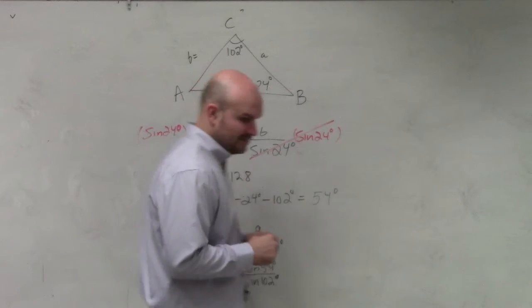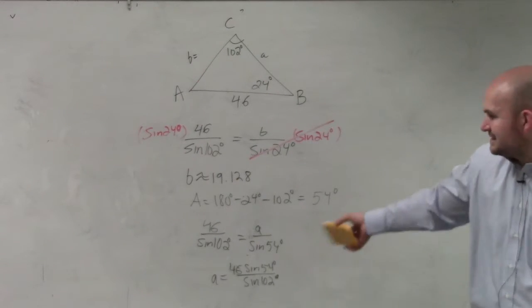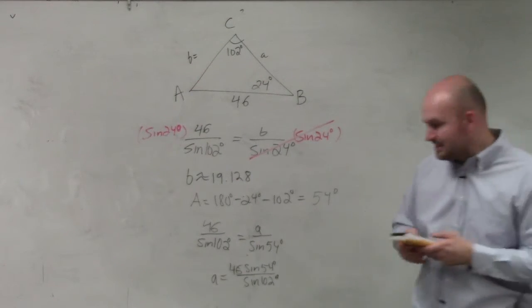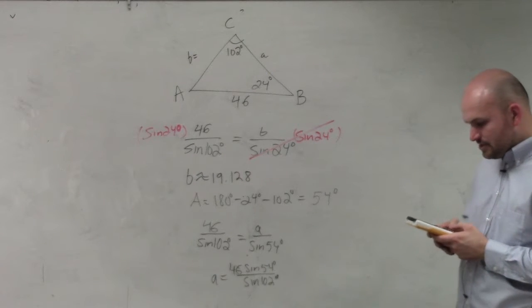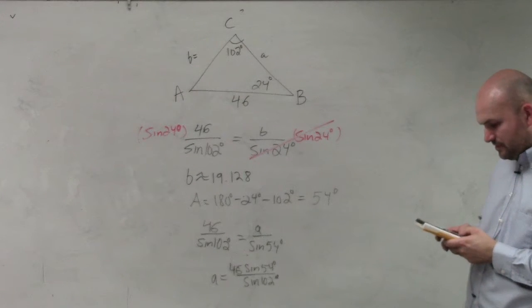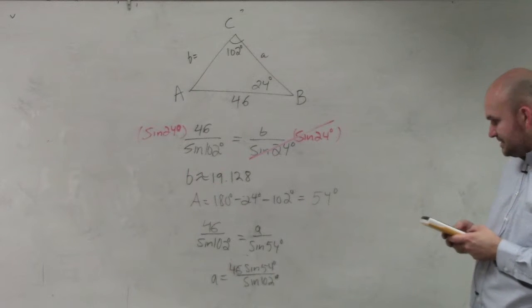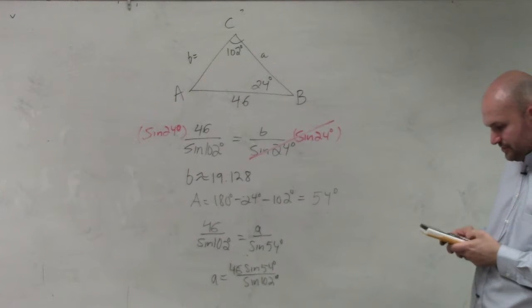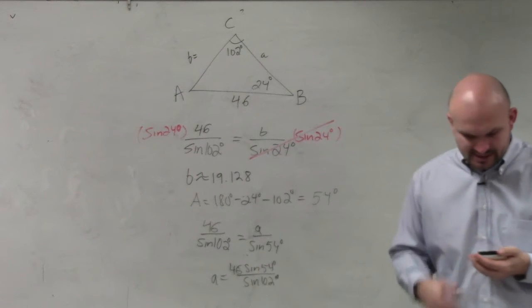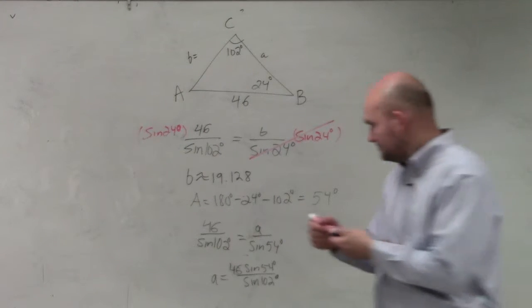So why don't we type that into our calculator? Because again, I'm just doing the same solving technique, but I'm kind of skipping steps. So I'll do 46 times the sine of 54, end my parentheses, divided by the sine of 102. And I get 36.46.